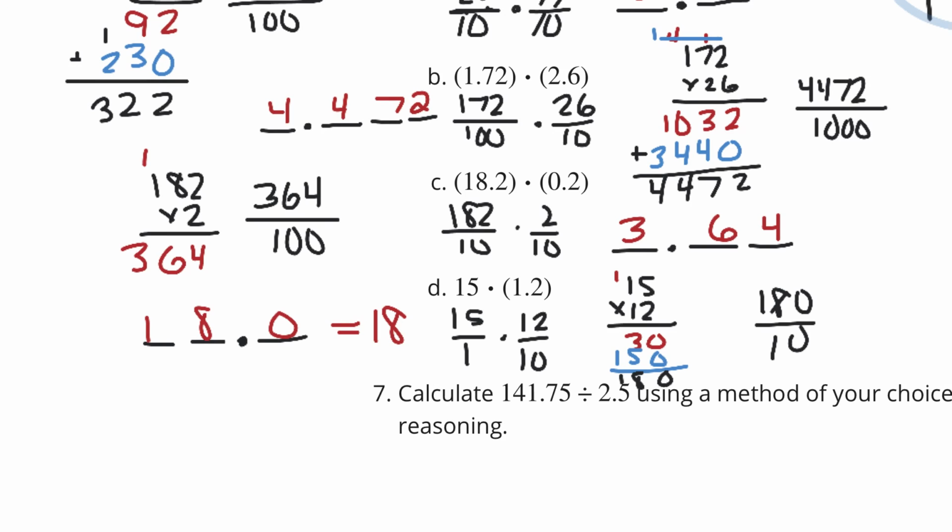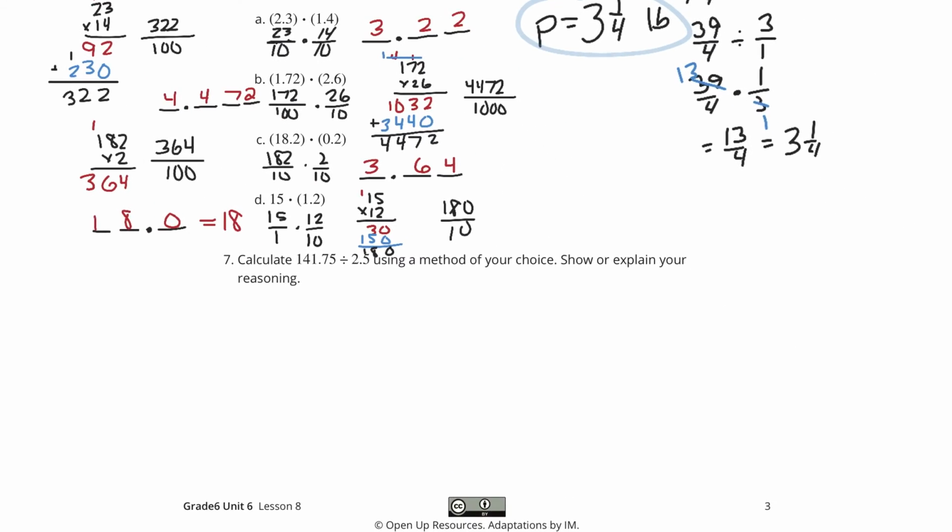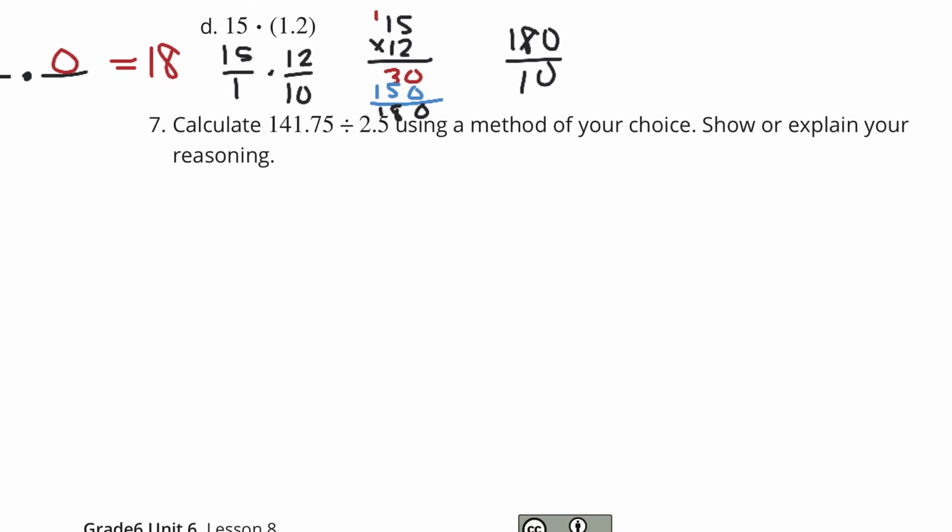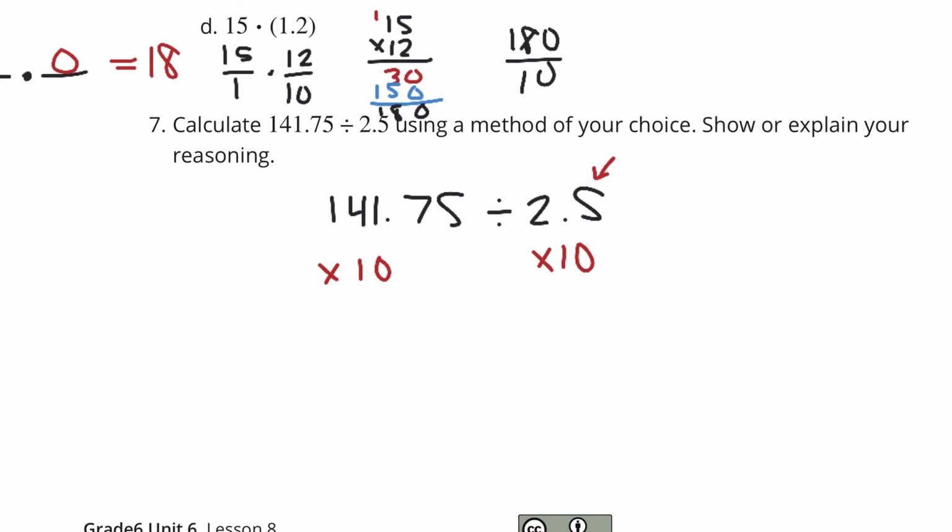Let's move on to this last question. Again, depending on your book, you may or may not have this question. Calculate 141 and 75 hundredths divided by 2 and 5 tenths. Using any method of your choice, show or explain your reasoning. I cannot have a decimal here. I need to move that decimal over one to the right, which is the result of multiplying by 10. But if I multiply one number by 10, I have to multiply the other number by 10. So this is 1,417 and 5 tenths divided by 25.